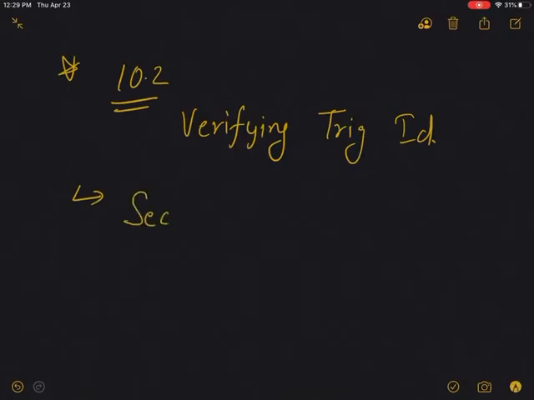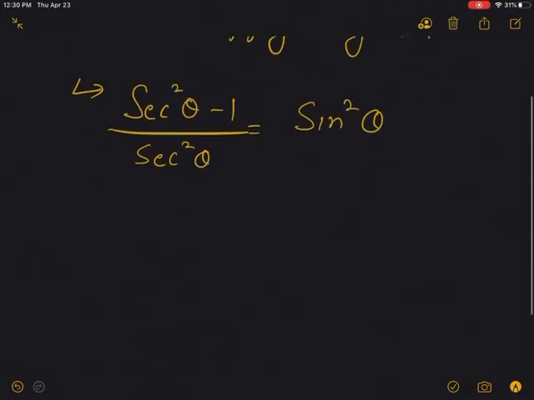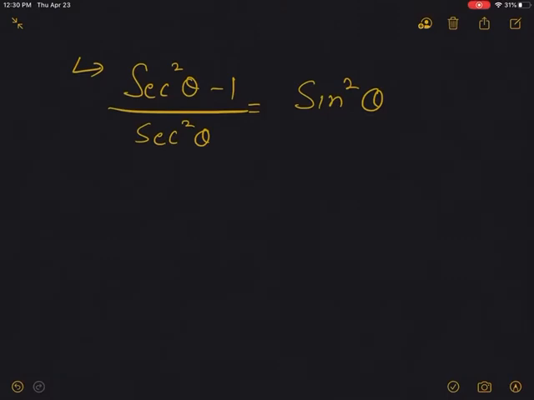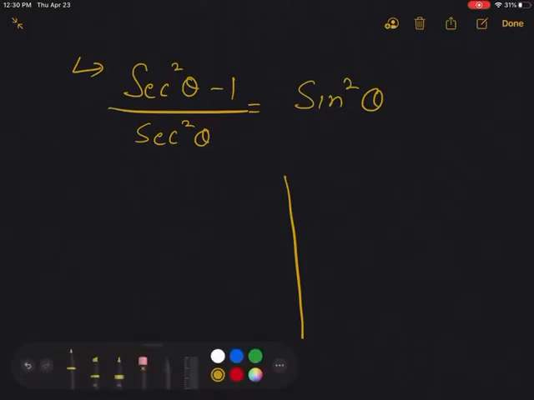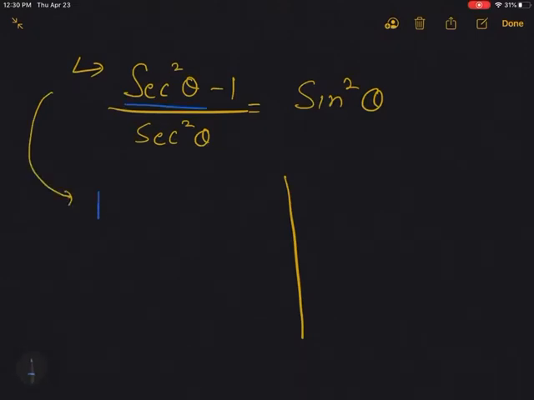This is what I have in the first example: secant squared theta minus 1 over secant squared theta, and you need to make this equal to sine squared theta. How? I'll show you two different ways. For the first one, what I see is secant squared, which could be replaced with tangent squared theta plus 1 based off one of the Pythagorean identities. So I replace secant squared with that, I still have minus 1 there, and then over secant squared theta.